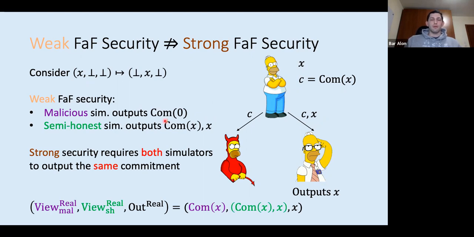But notice that strong security requires that both of these commitments be the same, because in the real world, the adversary holds a commitment of X, and the semi-honest party also holds a commitment of X. It's a commitment of the same value, and this value is known to one of them. So this cannot happen in the ideal world because the simulator of the adversary knows nothing about X. And because he knows nothing about X, he cannot perform the commitment correctly. So this proves that there is no strong security.